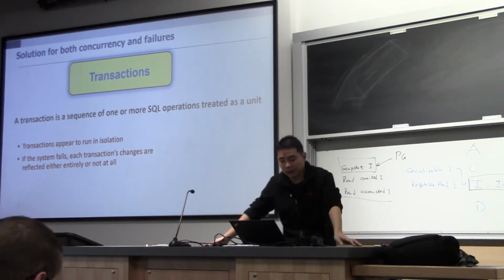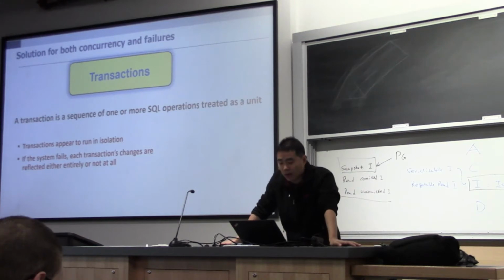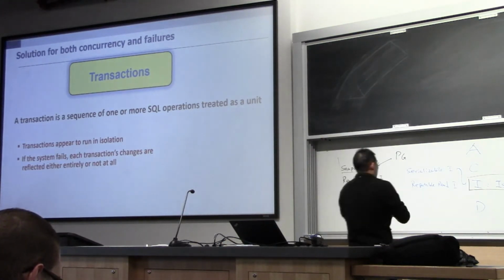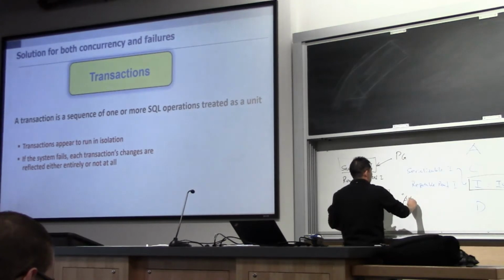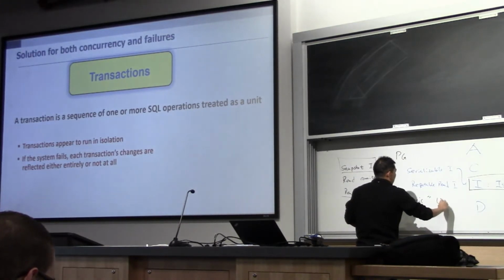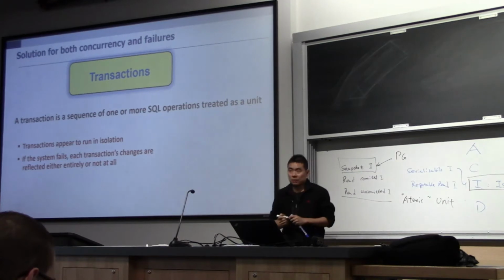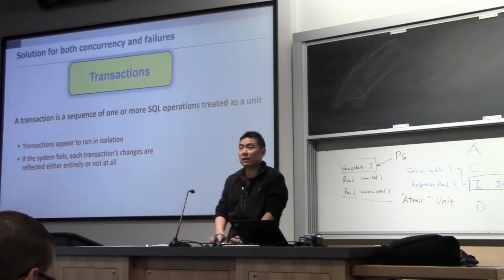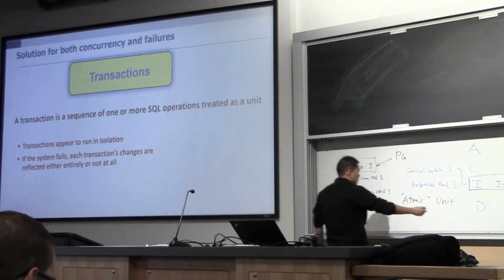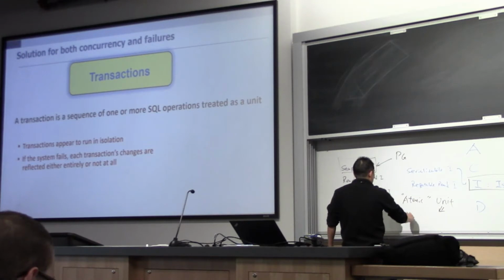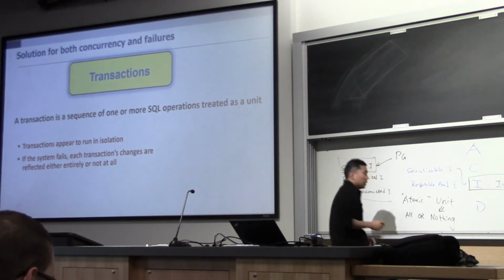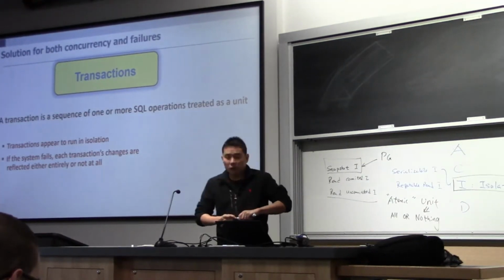So let's go back to the definition of a transaction. A transaction is a sequence of one or more SQL operations treated as a single unit, as I've said multiple times, as an atomic unit. Atomic unit basically means that you want to guarantee this all or nothing semantics. All or nothing semantics. So what do I mean by that?